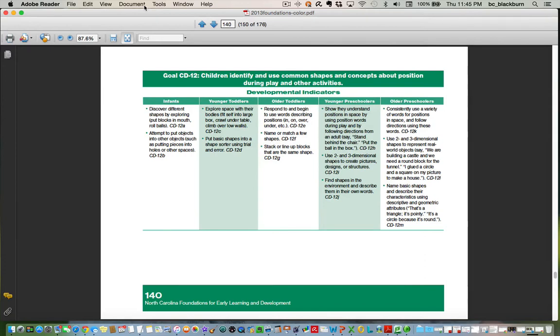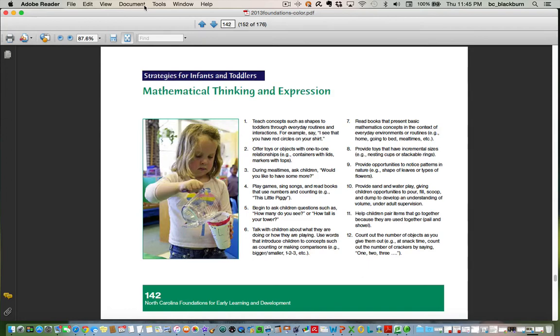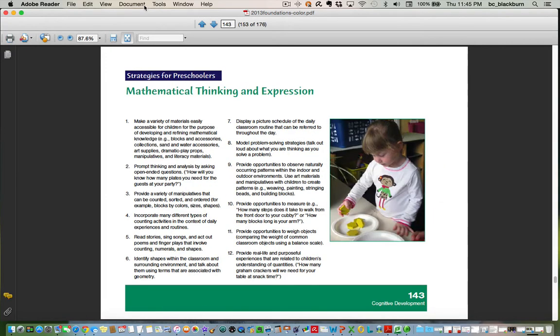So there's several different goals here that you'll want to look at and take note of for mathematical thinking and expression. And then on pages 142 and 143, you will see examples of strategies for infants and toddlers as well as for preschoolers. And some of those strategies may be very helpful for you, especially those of you who are not as comfortable with math ideas and concepts.